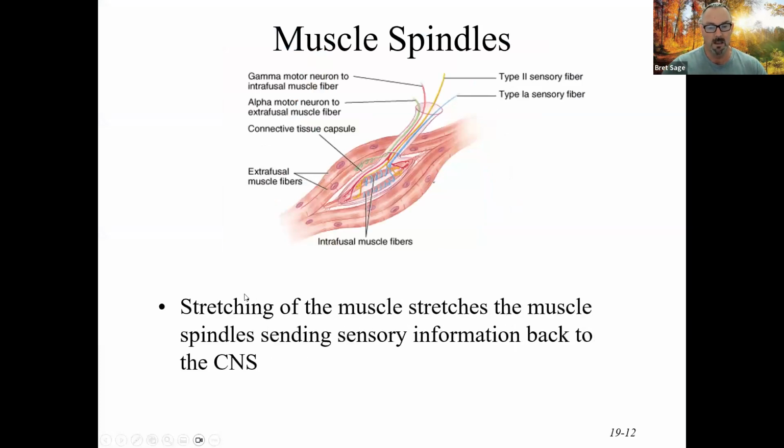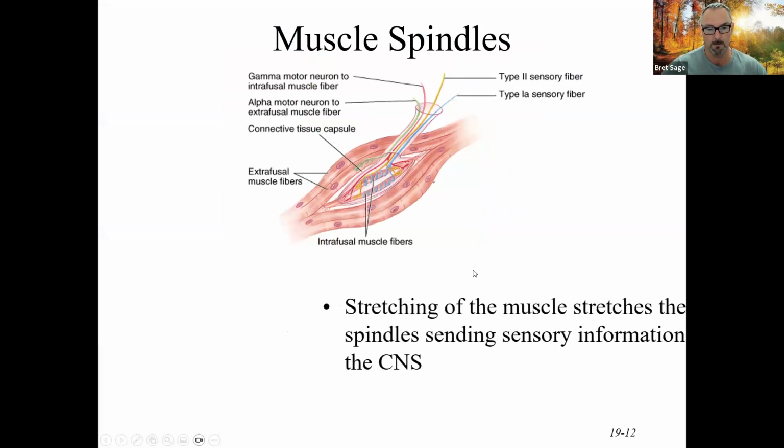Muscle spindles. Stretching of the muscle stretches the muscle spindles, sending sensory information back to the central nervous system.